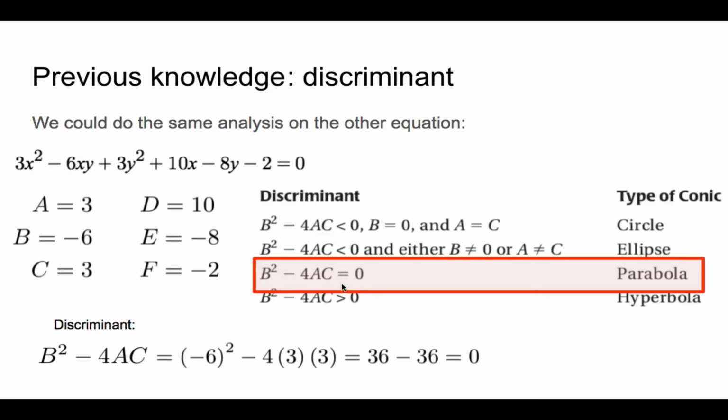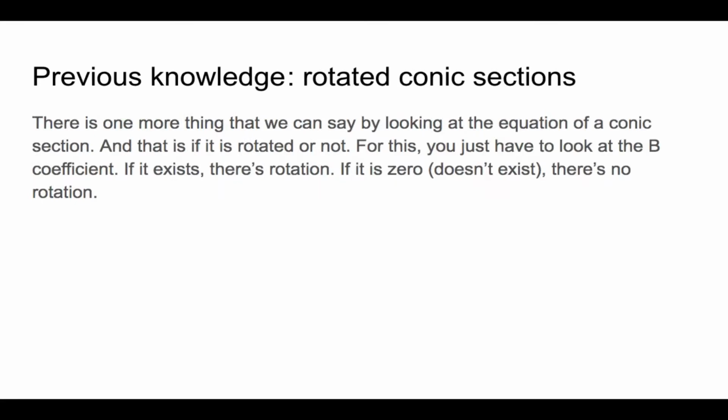That's it. That's how you get the discriminant. That's what the discriminant is for. Now, there is something else that we can say just by looking at the equation of a conic section, and that is if it is rotated or not. And this is actually easier than the previous one, because you just have to look if the b coefficient exists or if it doesn't.